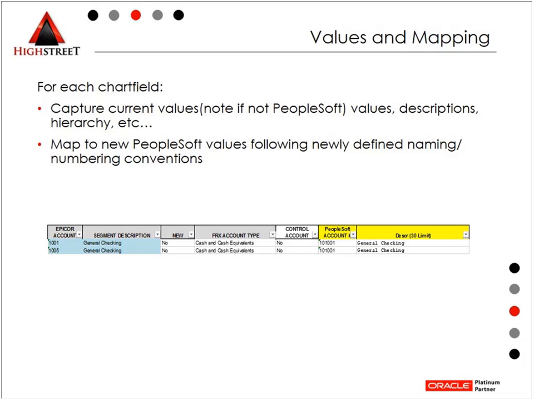Here's an example of the mapping, and so it's simply taking your legacy values on the left. In this case, a previous system had a segment that was a natural account concept, and then we just show what people thought the account that maps to on the right. And then these maps for each chart field became a core piece of the conversion program.